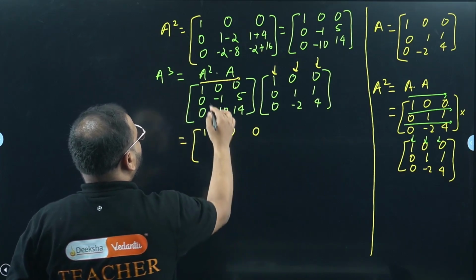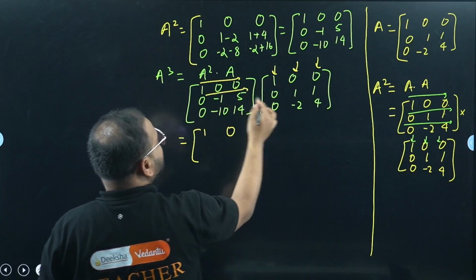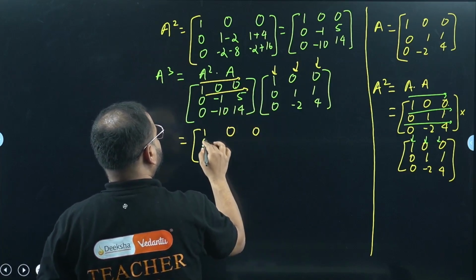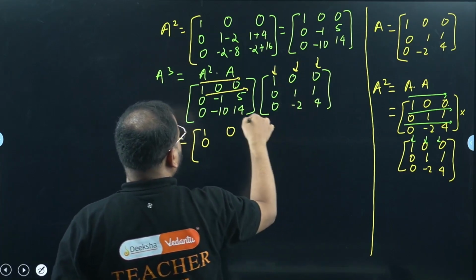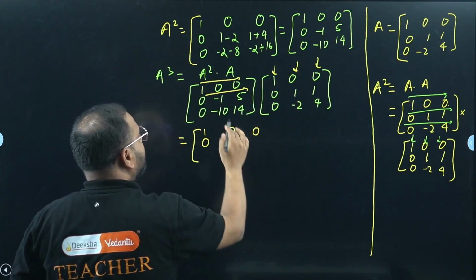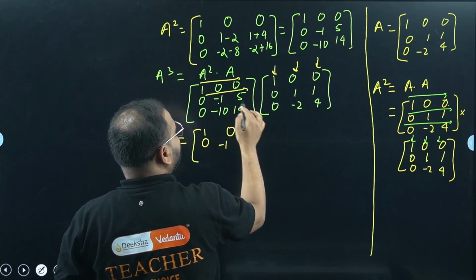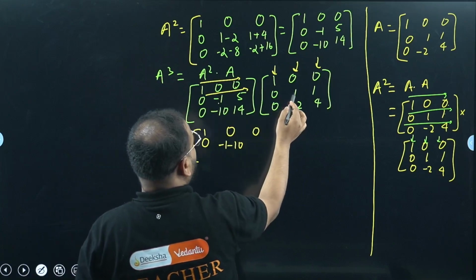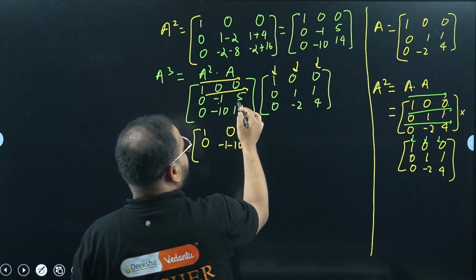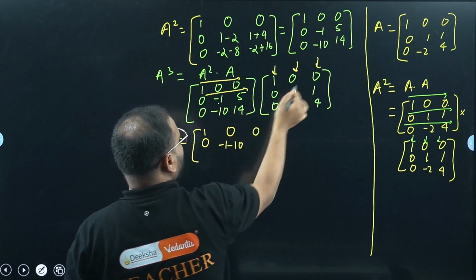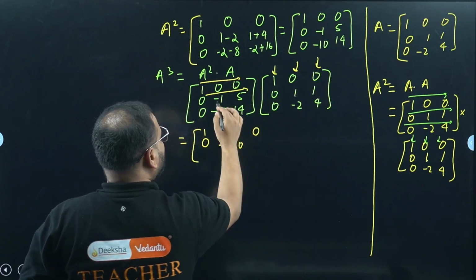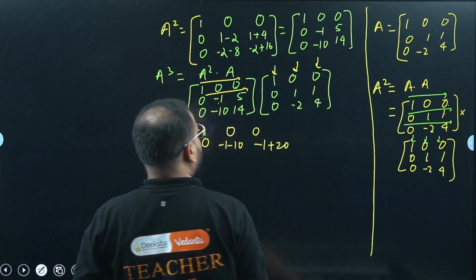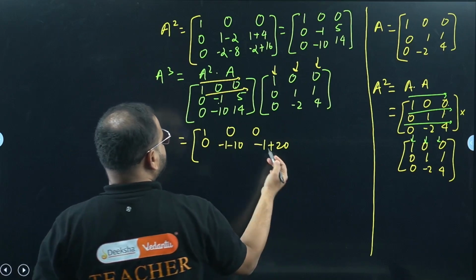What about the next one? We'll move to the second row. 0 with 1, 0. Minus 1 with 0, so 0. And 5 with 0, so 0. Second row, second column. 0 with 0 is 0. Minus 1 with 1, so minus 1. And 5 with minus 2, so minus 10. Check here, please. Okay. Now second row, third column. 0 with 0 is 0. Minus 1 with 1, so minus 1. And 5 with 4 is 20. Okay, sir, so this is also done.